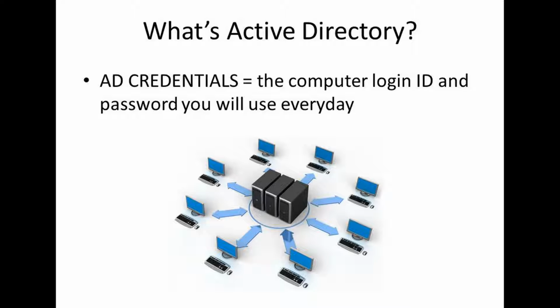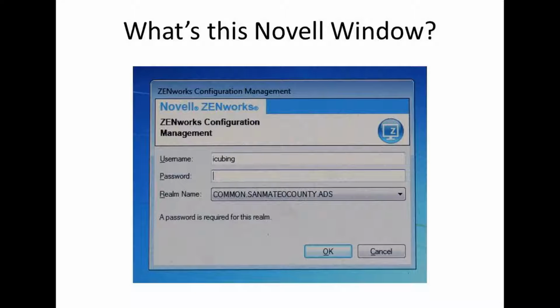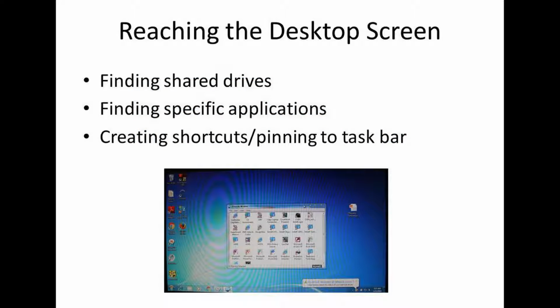Now let's return to the login process. After you type your AD credentials, hit enter or click on the right-facing arrow. On occasion, you may see a pop-up window called Novell ZENworks Configuration Management. It appears to ask you for your AD credentials again. This is an old login screen that is not really used anymore. Just click Cancel to bypass this screen. If you're lucky, it will skip this window and go straight to the desktop. After successfully logging in with your AD credentials, you will see your personalized Windows desktop screen.